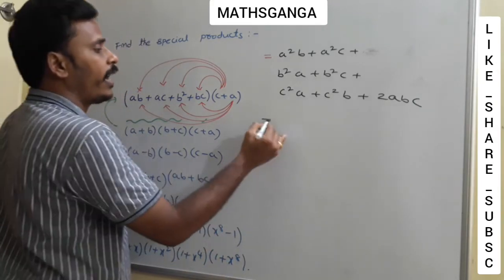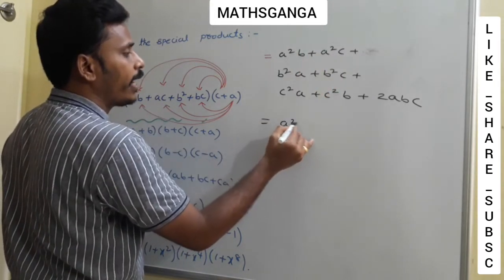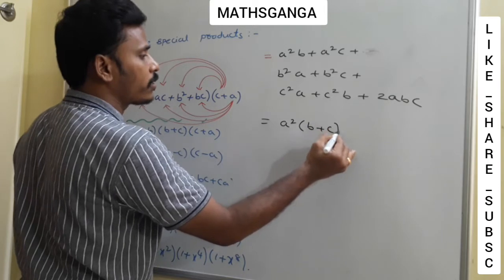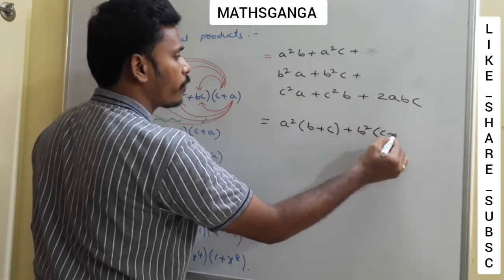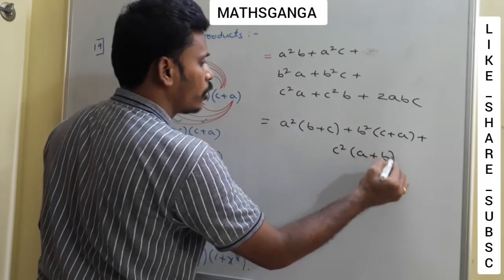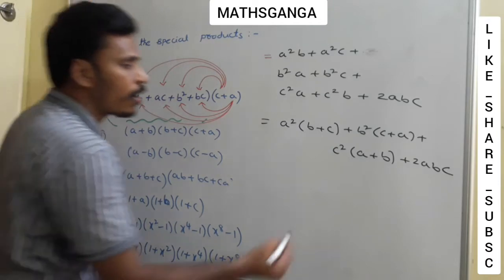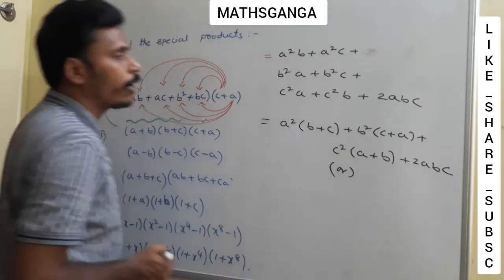At the end I will rewrite it like this: a square b plus a square c. I may write it like this: a square of (b plus c) plus b square of (c plus a) plus c square of (a plus b) plus 2abc. Is there anything wrong? Nothing, I think. Or in another way I also identify it like this.